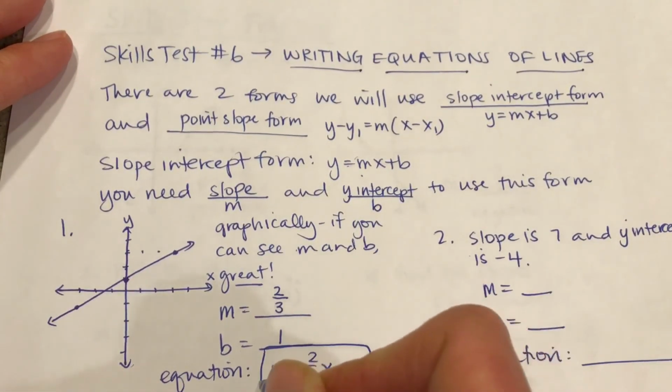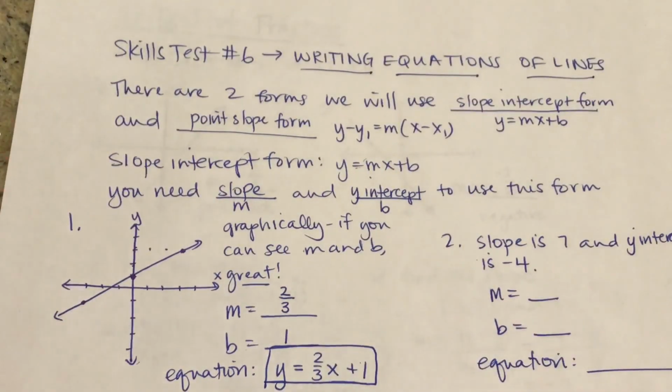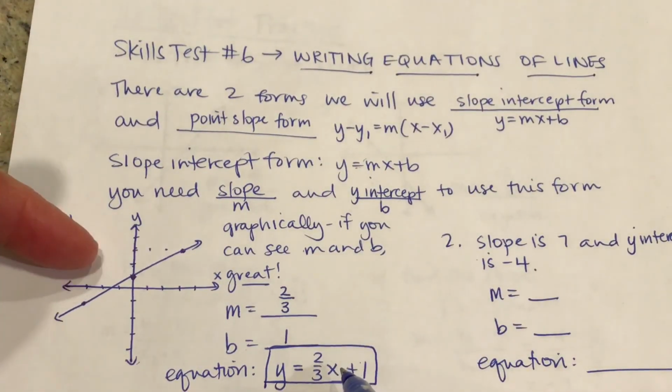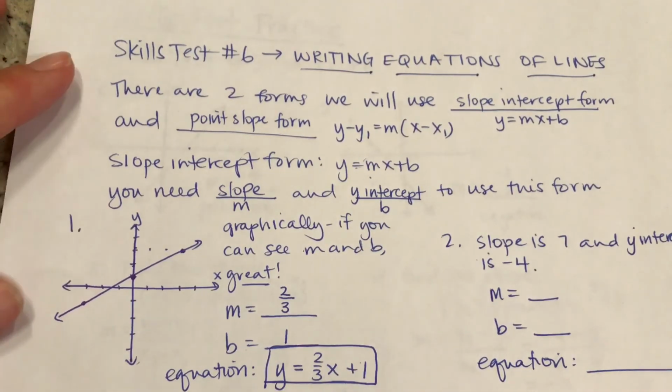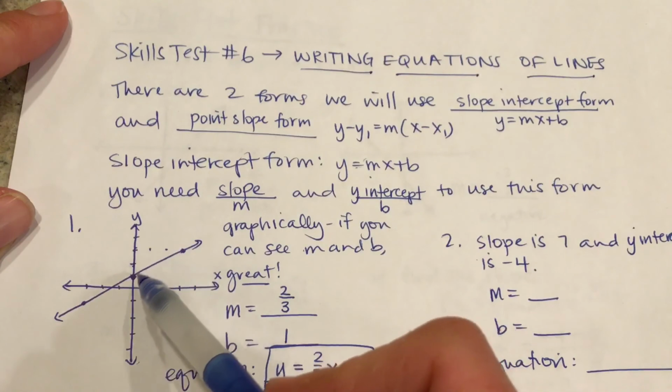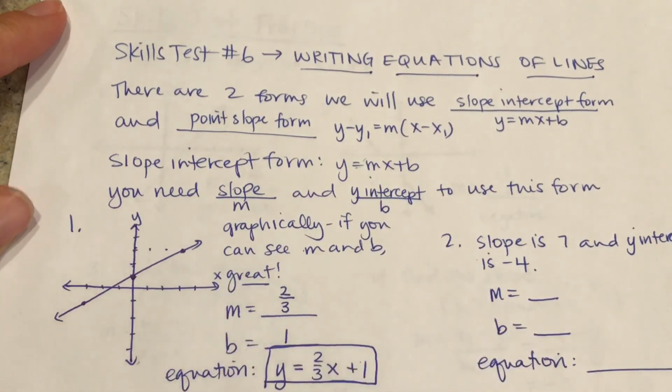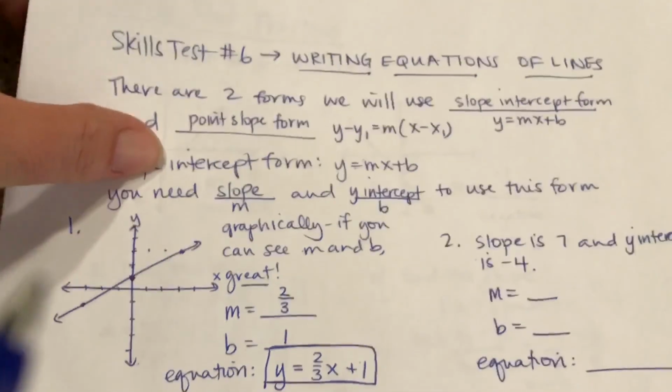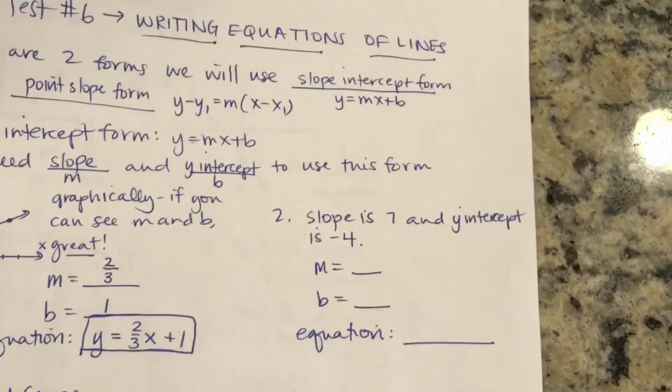That is the equation of that line. This is the equation of this line. I need b and I need m, and I can graph it. If I've got the graph, I need m and b to write the equation. So hopefully that looks familiar.